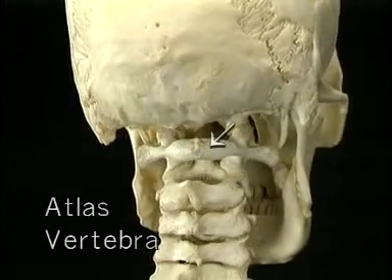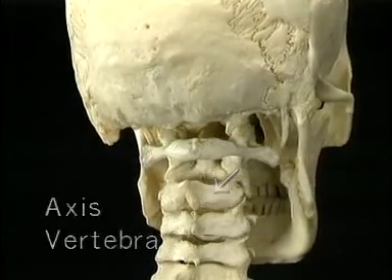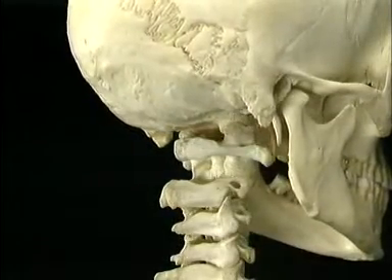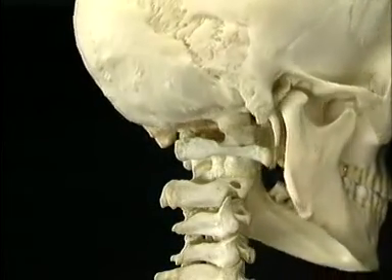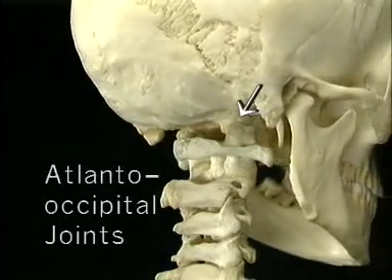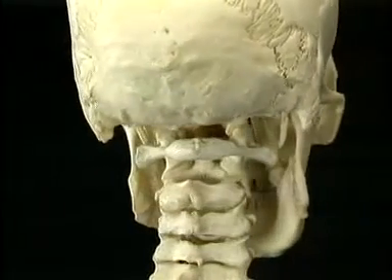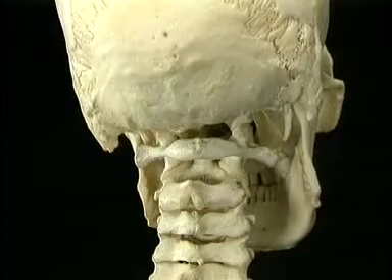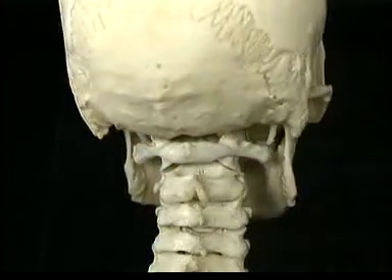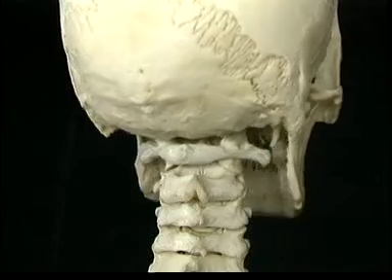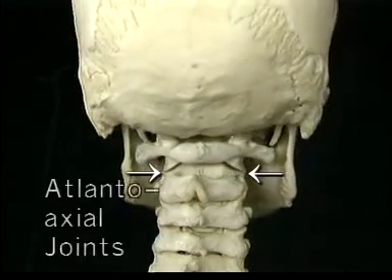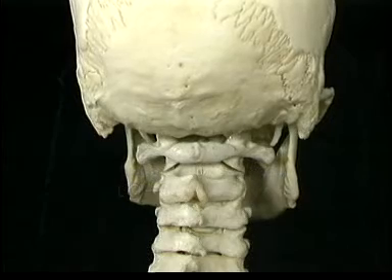Here's the atlas. Here's the axis. These two vertebrae are adapted to allow movement of the head. Forward flexion and extension of the head take place up here at the atlanto-occipital joints. Lateral flexion of the head takes place at these joints too. Rotation of the head, together with the atlas, happens here at the joints between the atlas and the axis, the atlanto-axial joints.